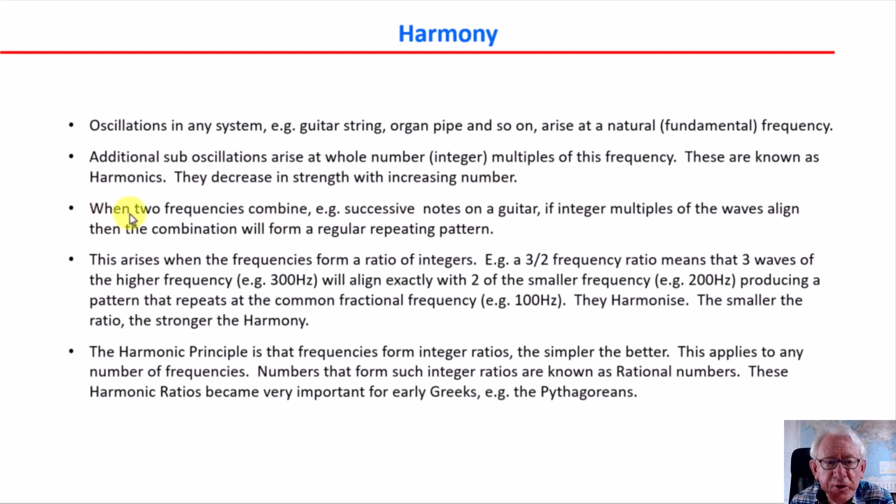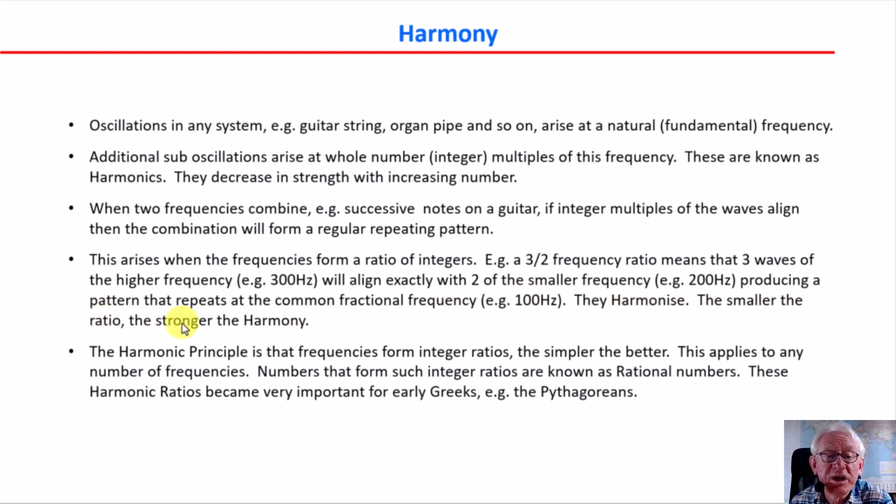Now when we combine frequencies from two sources, for example successive notes on a guitar, piano or whatever, if integer multiples of the waves align, then the combination will form a regular repeating pattern. This arises, for example, when the frequencies form a ratio of integers, of whole numbers, for example 3 to 2. The 3 to 2 frequency ratio means that 3 waves of the higher frequency will align with 2 of the lower frequency, producing a pattern that repeats at a common fractional frequency. In other words, it will create a harmonic combination that will oscillate at a common fractional frequency. In other words, they harmonize.